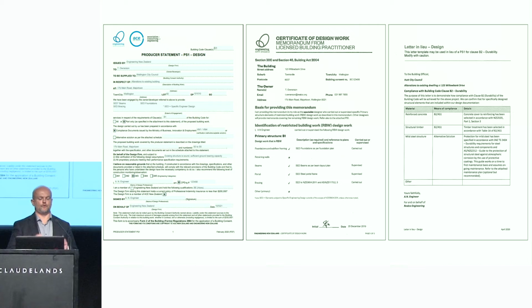The first thing you need is your producer statement. One of the things that you commonly see in there is the design code clause, B1. Please don't put B2. If you want to know why not, come to my next presentation. Don't sign for B2.